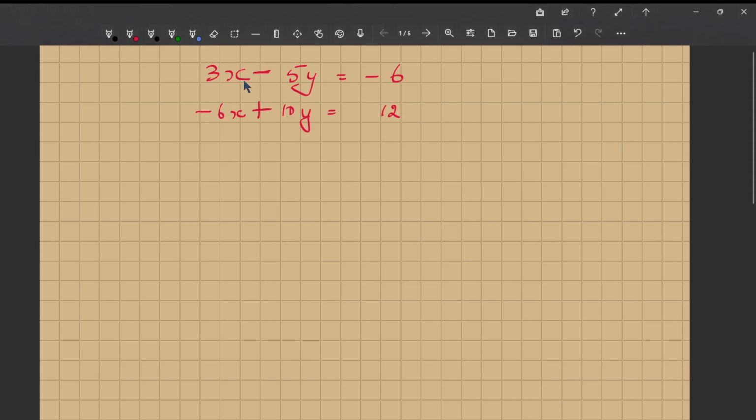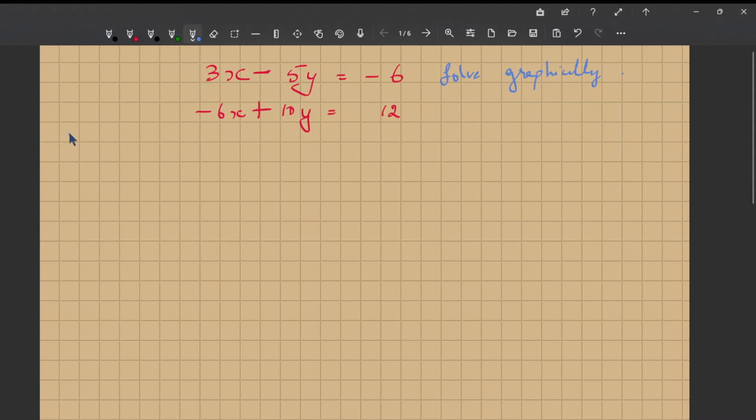Hello children, we are given a pair of linear equations 3x minus 5y is equal to minus 6 and minus 6x plus 10y equal to 12. Let us solve this pair graphically and find the solution. So in order to plot the graph, we need two coordinates for each equation. So we'll go ahead finding the coordinates.